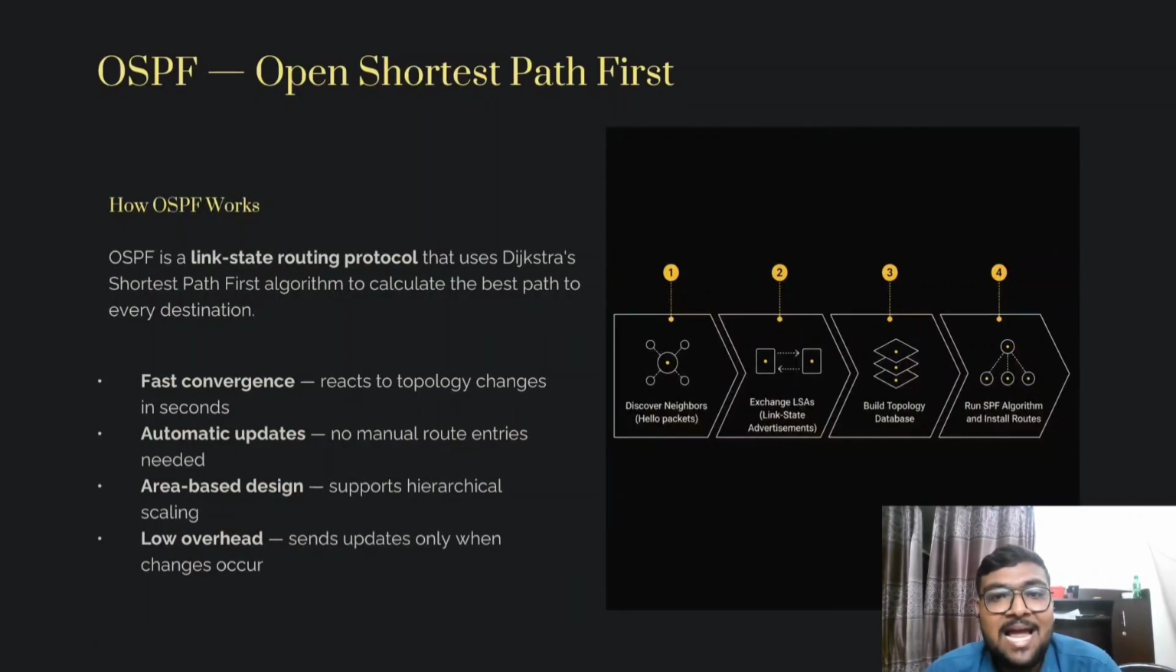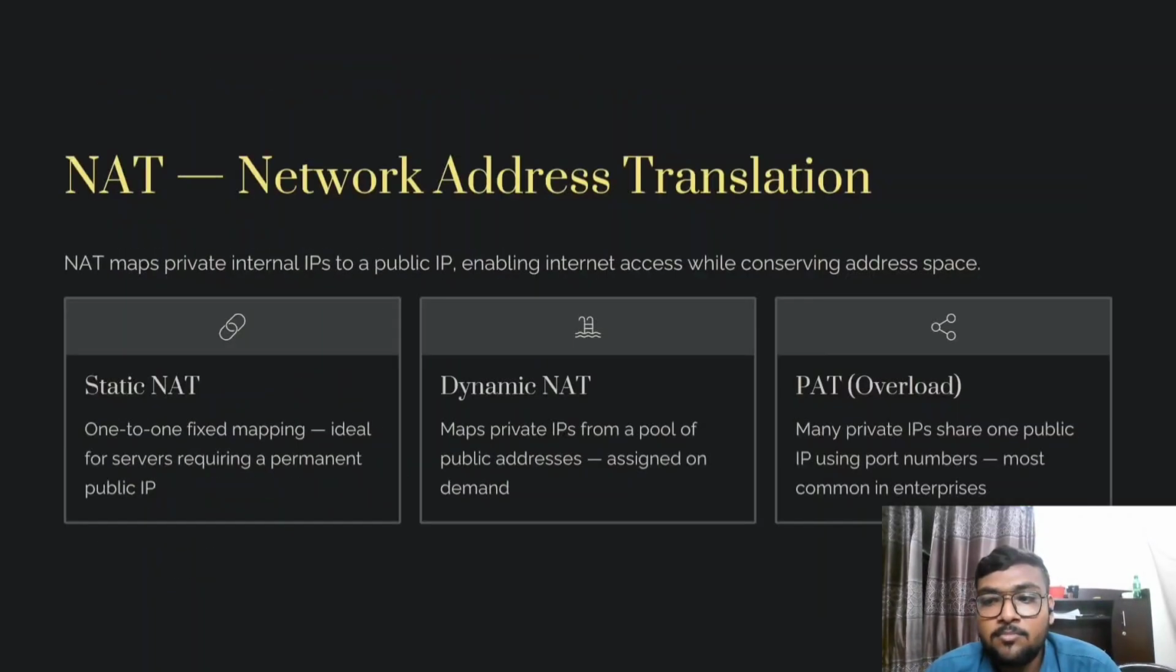OSPF is a dynamic routing protocol using the shortest path algorithm. It provides fast updates and works well for large networks. NAT converts private IP to public IP. There are three types of NAT: static NAT, dynamic NAT, and PAT. PAT is most commonly used.